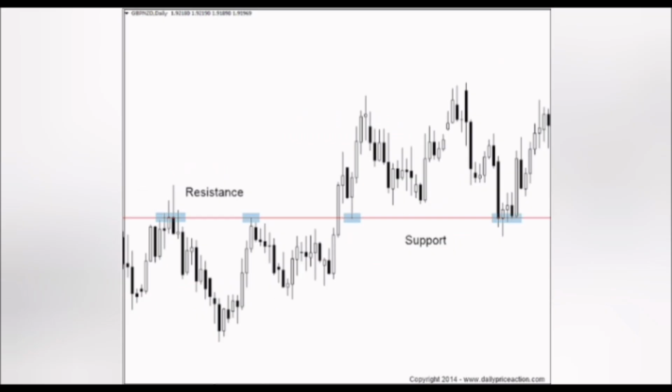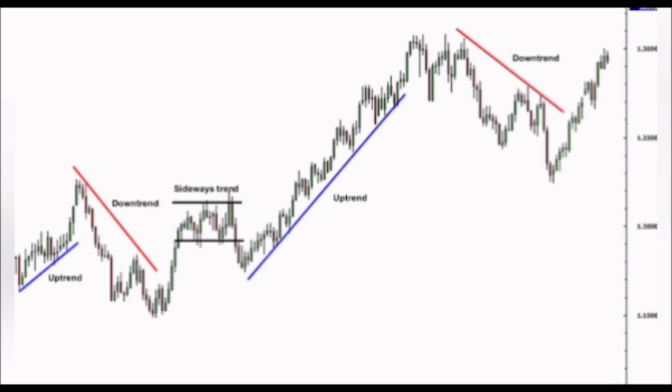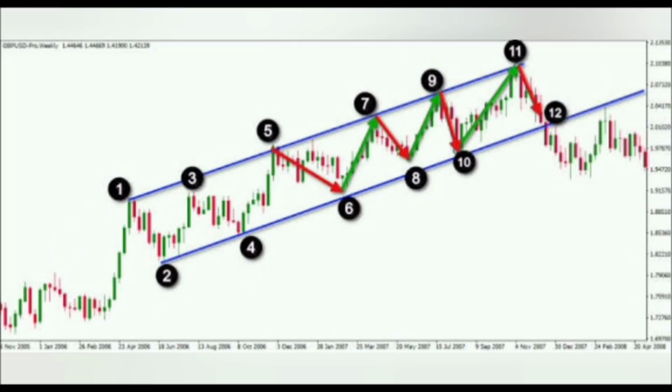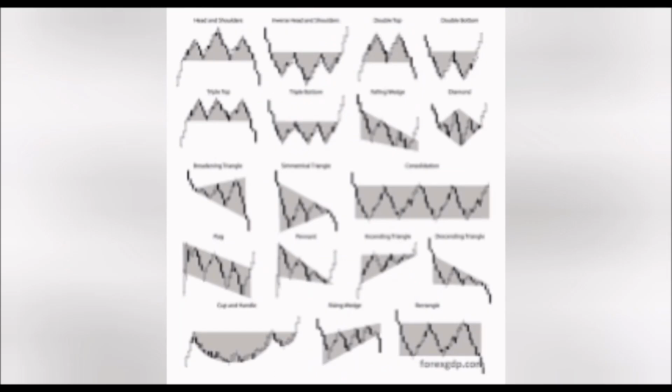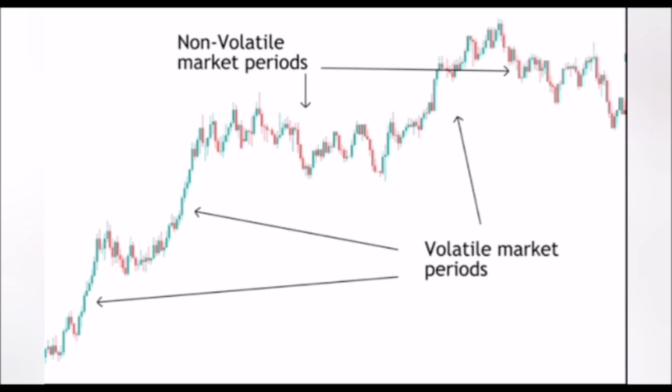Then you have a double top. Double top also is a reversal pattern, it appears after an uptrend, and it signals a bearish setup. Then we also have the double bottom. Double bottom also is a reversal pattern, and it is found after a downtrend, and it signals a bullish reversal.